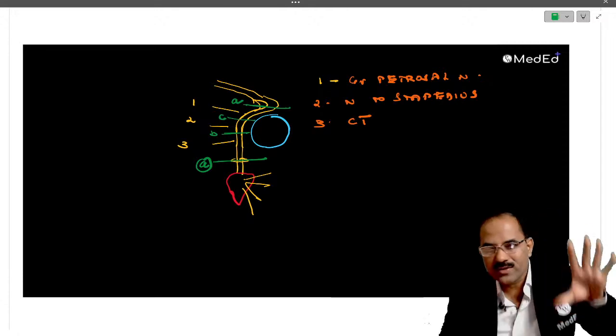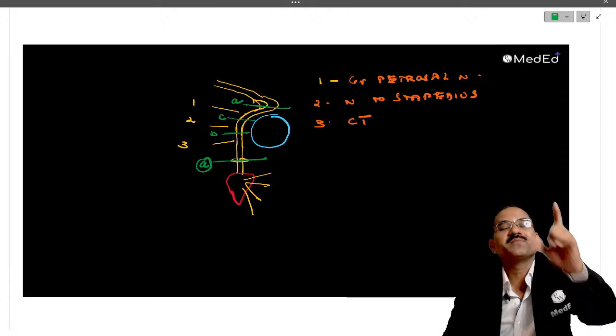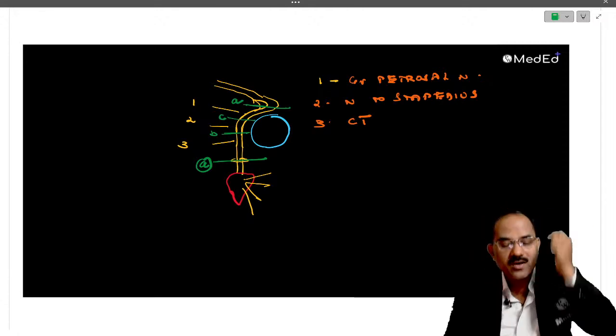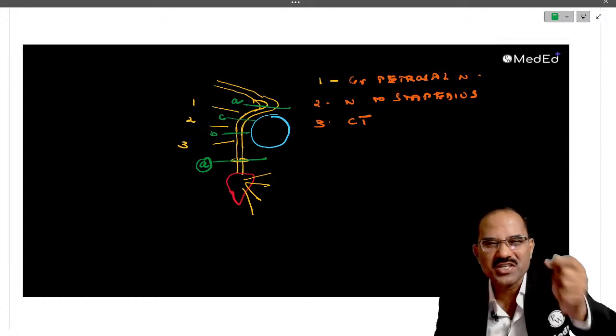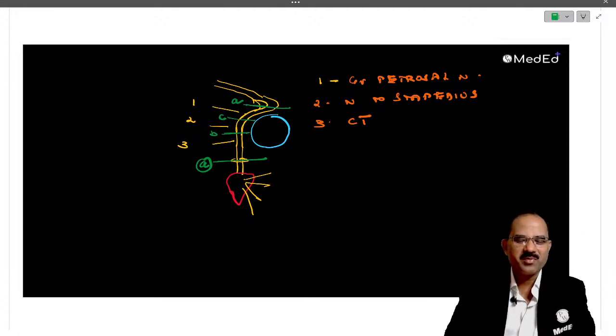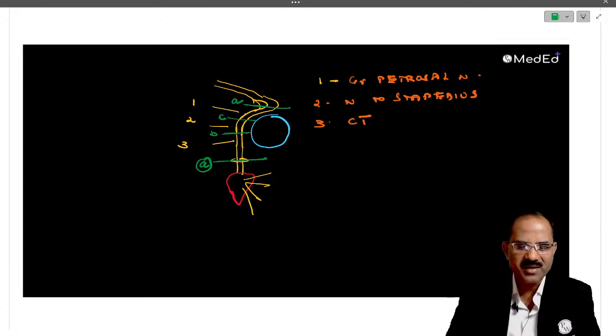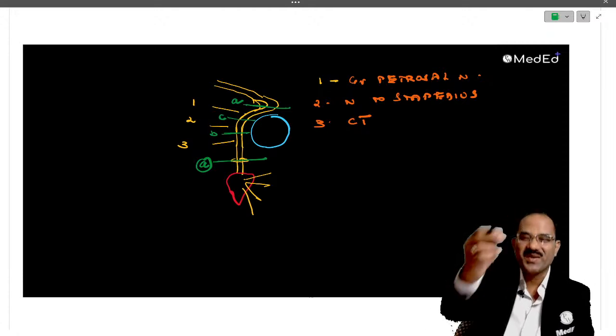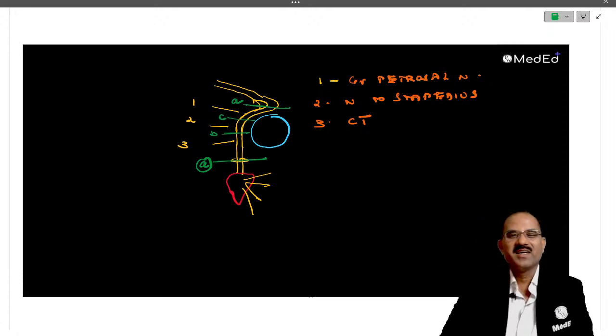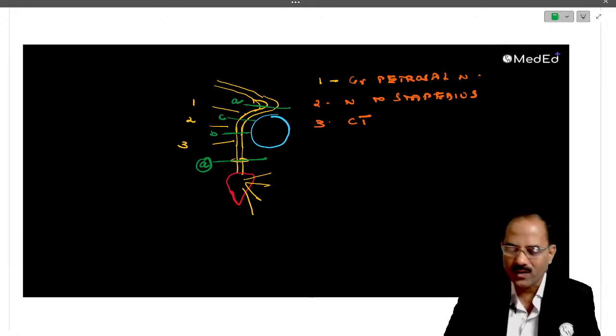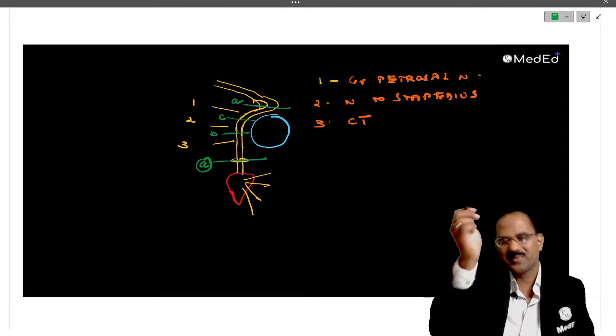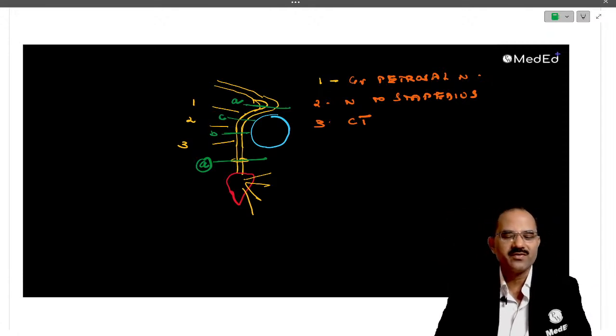That means there'll be a loss of secretions from all the glands except parotid, because this parotid gland is supplied by which nerve? Come on. That's a very important MCQ. The parotid gland is supplied by glossopharyngeal nerve. Excellent. The parotid gland is supplied by glossopharyngeal nerve. Very good. You're answering very well.